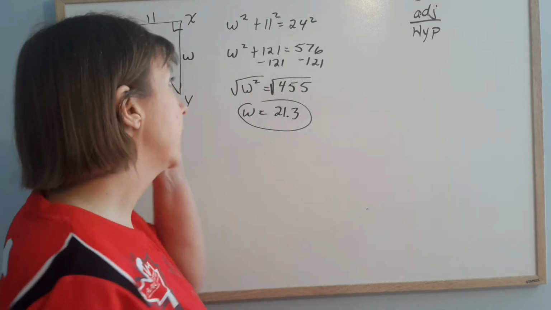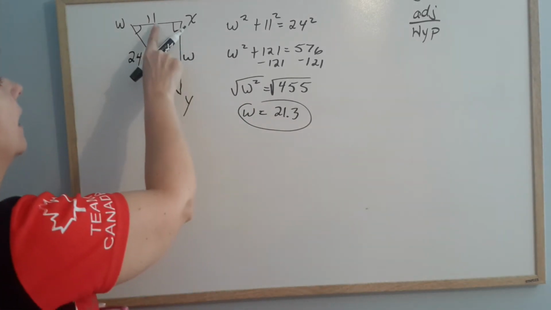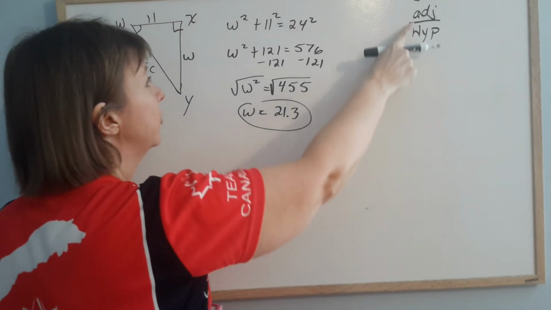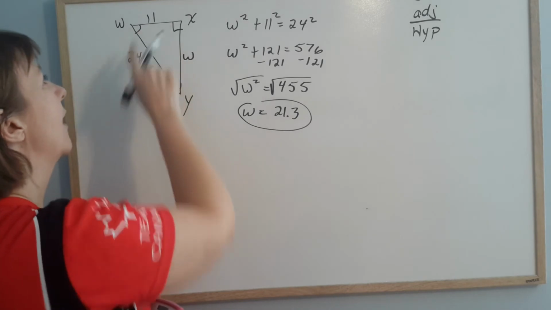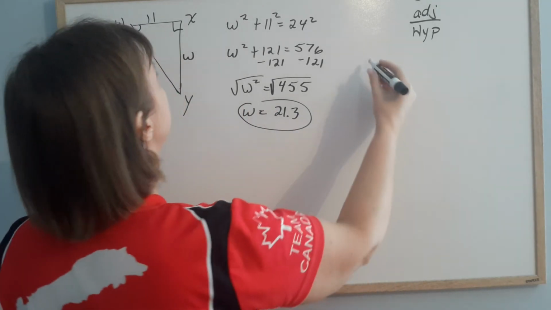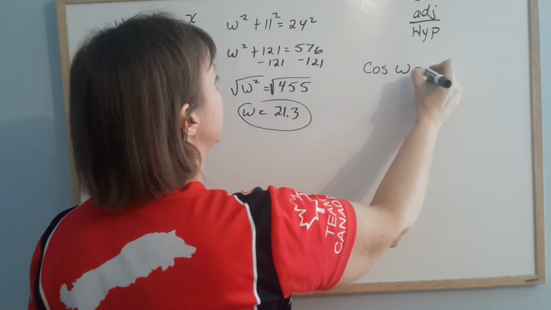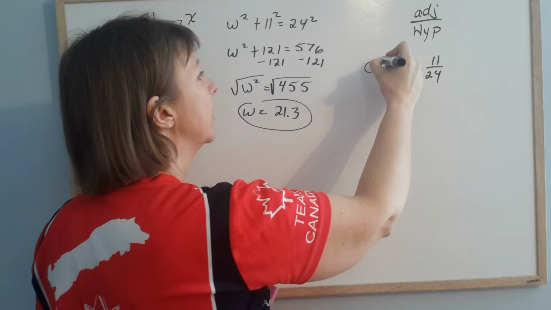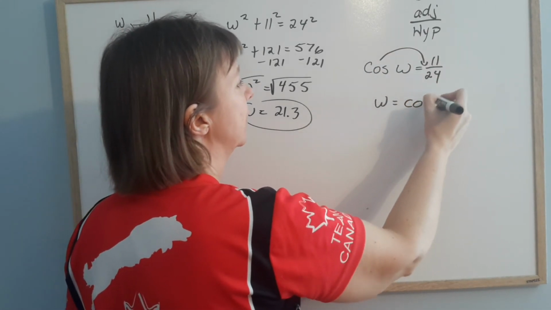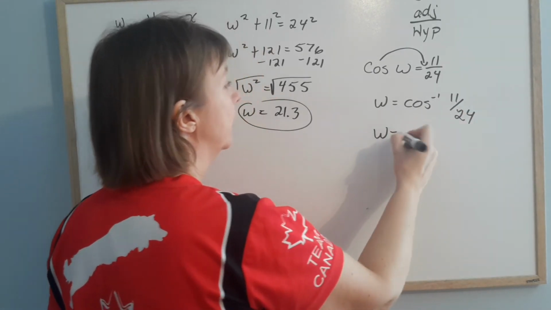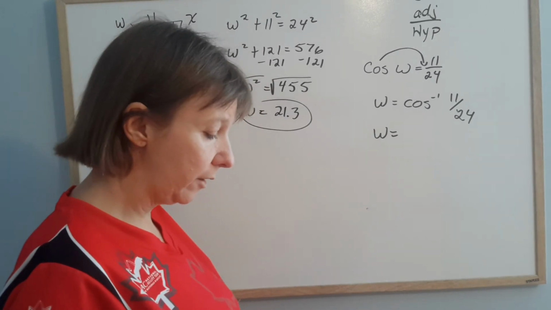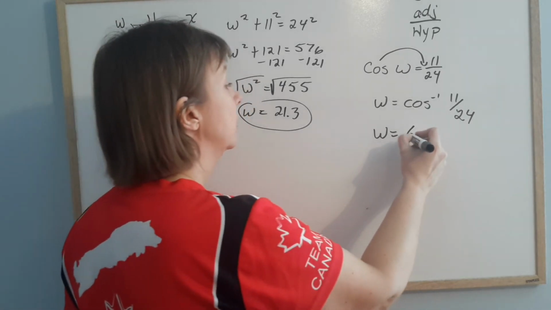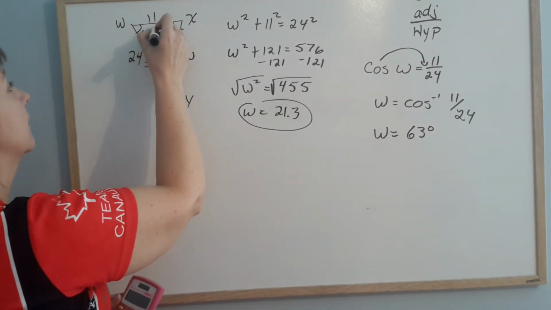However, I could have. What I could have done is I could have said, listen, I know my adjacent side to W, and I know my hypotenuse side to W. And so if I know my adjacent and my hypotenuse, that's cos, I can actually figure out what this angle is. And so I could do cos of angle W is the adjacent side, which is 11, over the hypotenuse side, which is 24. Now, if I move this cos over here, remember it becomes that arc cos thing. So I would have to hit my second function button. So second function cos of 11 over 24 would be 63 degrees. So I would get that this angle is 63 degrees.